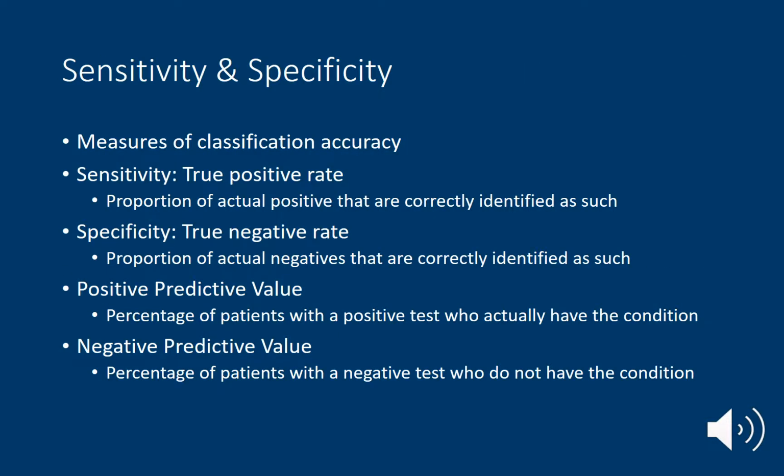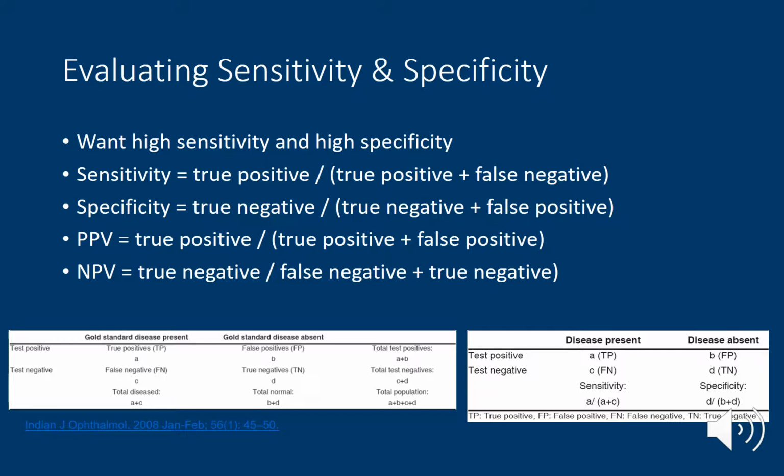We can also evaluate sensitivity and specificity. These are measures of classification accuracy, the true positive rate and the true negative rate. We want to make sure that we have a high proportion of actual positives and actual negatives with a low false positive and false negative rate. So here's a way that we can calculate that, for your reference.